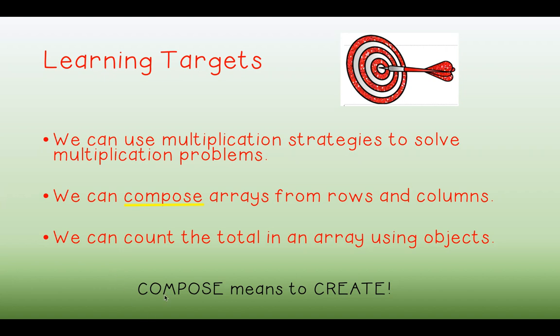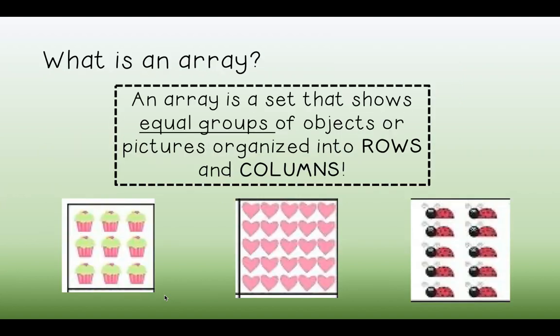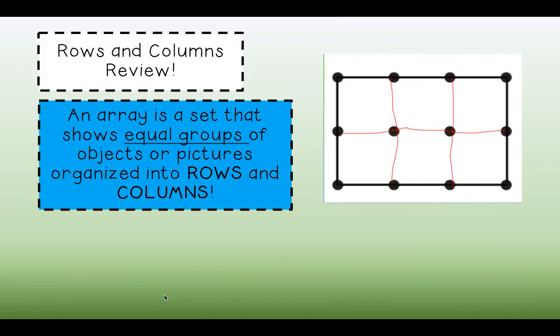So remember, compose means to create. So we are going to be creating or composing arrays from rows and columns. So what is an array? An array is a set that shows equal groups of objects or pictures organized into rows and columns. So let's review rows and columns. An array is a set that shows equal groups of objects or pictures organized into rows and columns.